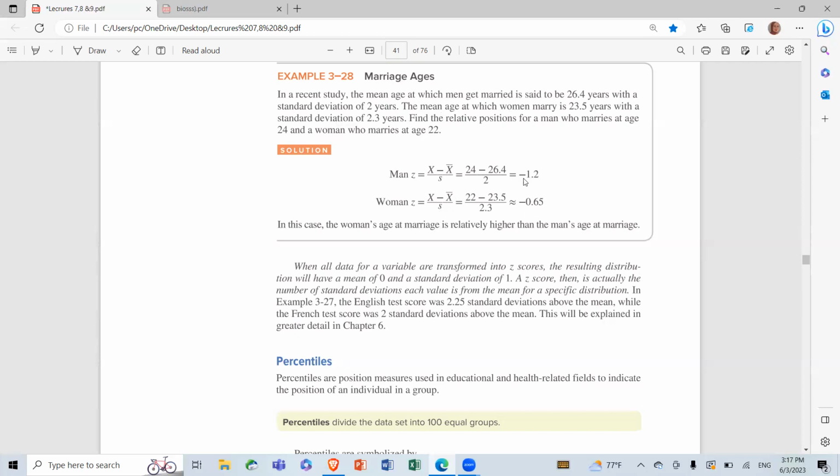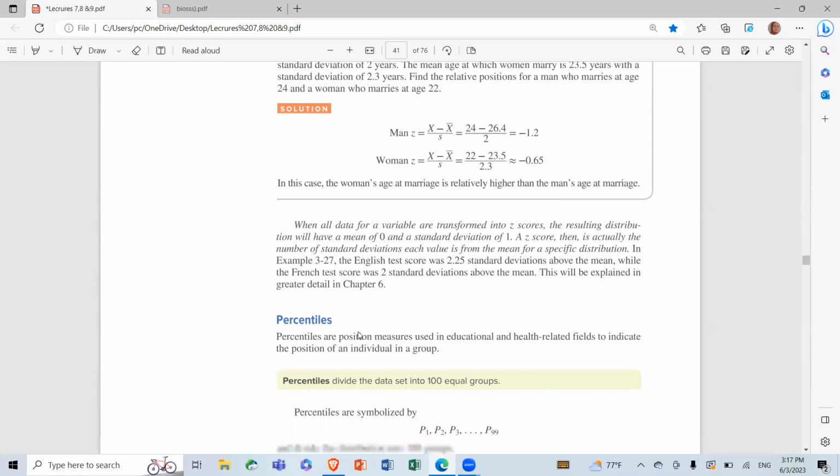So مثل ما منلاحظ أنه طلعوا اثنيناتهم minus يعني هن اثنيناتهم below the mean. In this case the woman's age at marriage is relatively higher than the man's age at marriage. يعني نحن بنعرف إنه الرقم بالنيجاتيف السلبي أصغر هو الأكبر. إذا الومن هي الريلاتيف بوزيشن اللي إلها أعلى من المان.